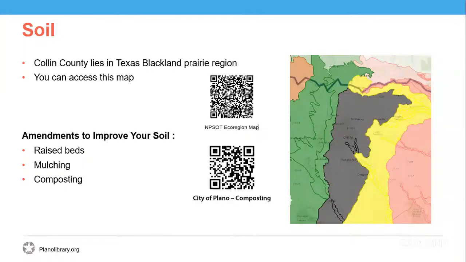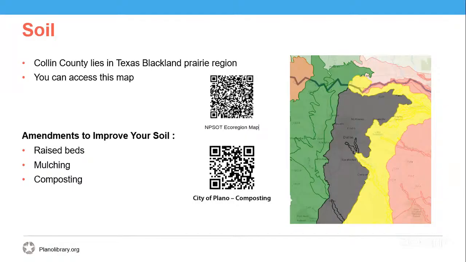So, how do you amend your soil? Oh, by the way, the map on the right, you can go and visit that map on this QR code. This is the website for Native Plants of Texas, and that's the ecoregion map that I have a screen grab of. So, how do you amend your soil?